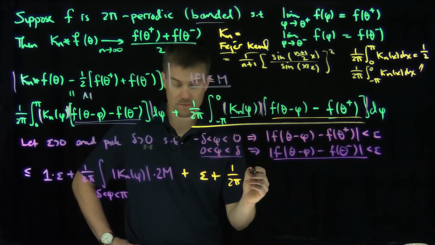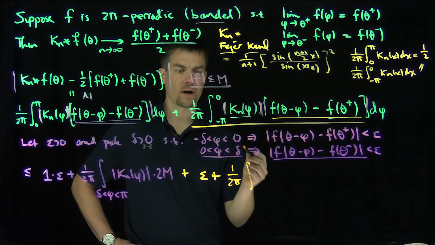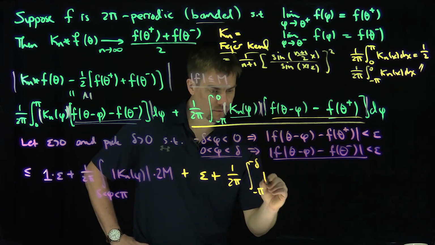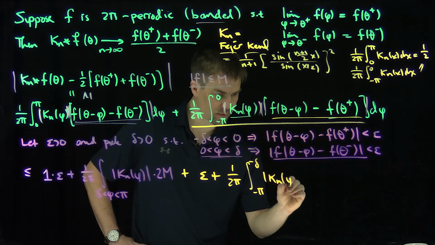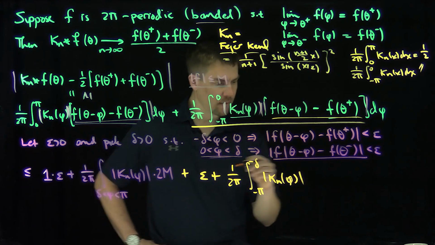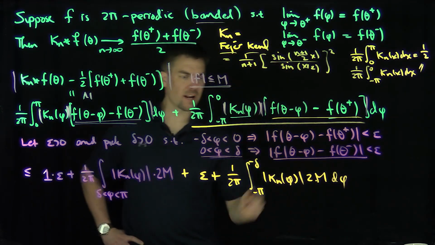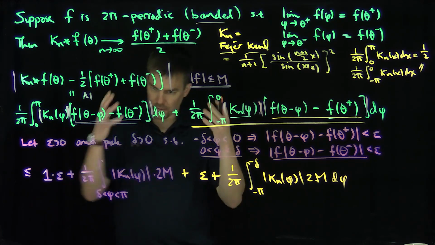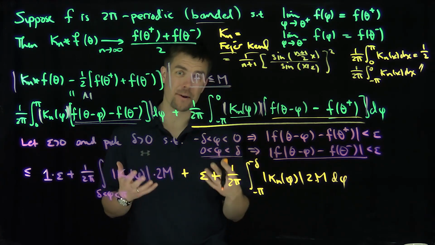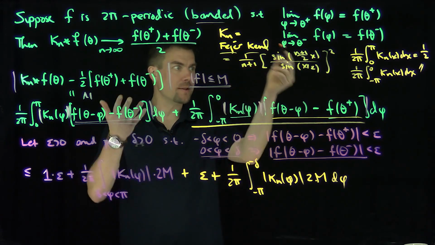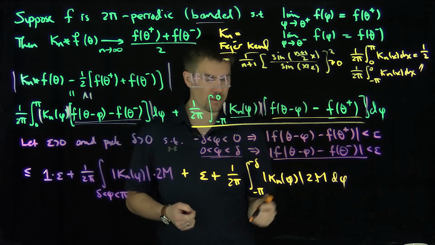Then we're going to have the integral from negative pi up to negative delta, right? Of just kn, which is not negative, so I don't need the absolute value of kn of phi, and then times 2m d phi. Again, I'm just putting in an absolute value of kn of phi by force of habit, right? It's always good to leave the absolute value in there because then you know you're correct. And then we're going to use the non-negativity of this function later in the proof, okay?